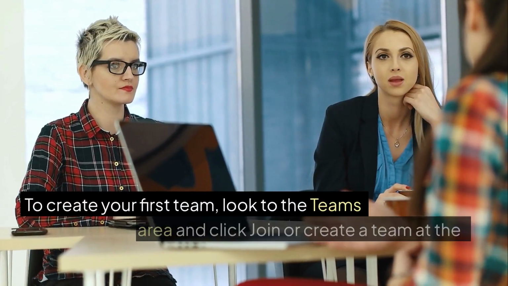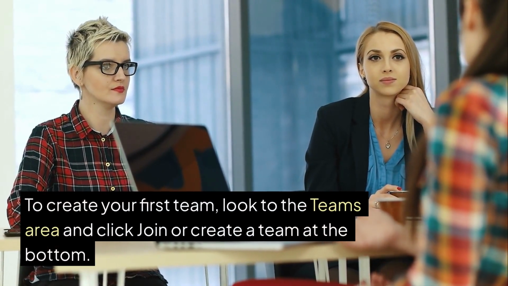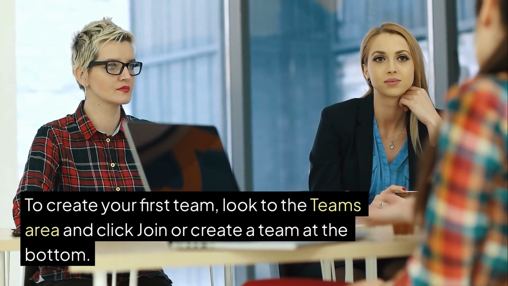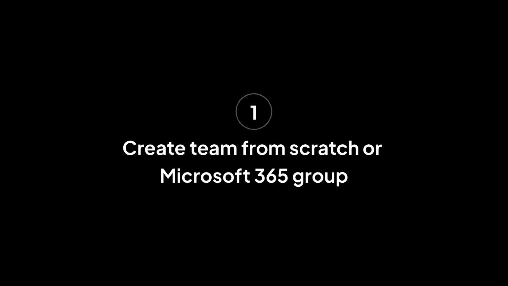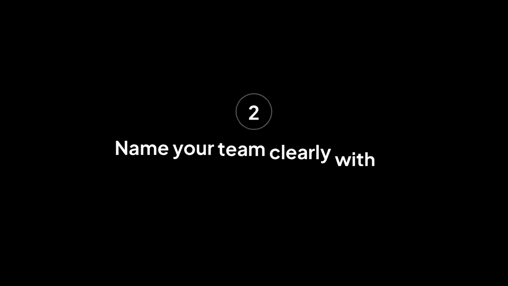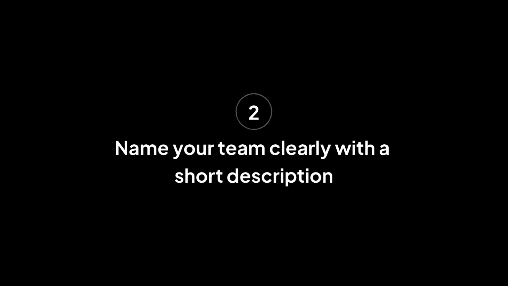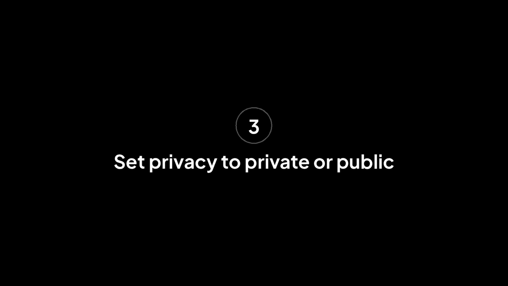To create your first team, look to the Teams area and click Join or Create a Team at the bottom. Choose Create Team, then decide whether to build it from scratch or use an existing Microsoft 365 group. Give your team a clear name and short description. Choose whether it should be private, so members are invited, or public, so people in your organization can find it. You can add members right away or skip and do that later.